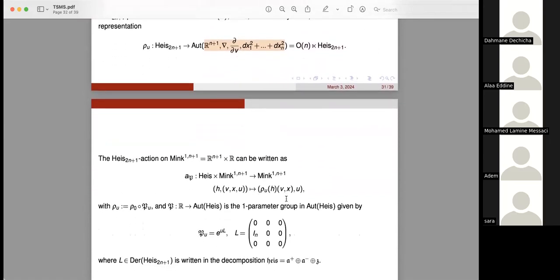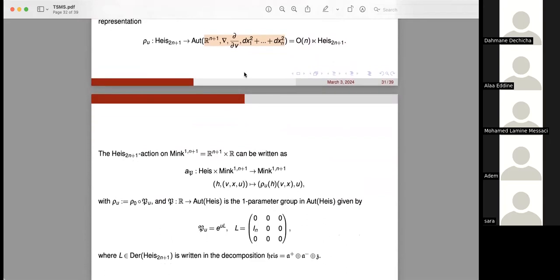And I can, so on each hyperplane, I have an action of the Heisenberg group, and from one hyperplane to another, in fact, I can write this action using some curve in the automorphism group of Heisenberg. So I take an element (v, x, u) in Minkowski space, an element h in the Heisenberg group. I let h act in the following way. So u is preserved, and the action of h on (v, x) depends on u.